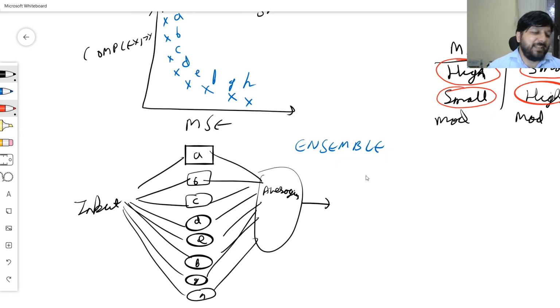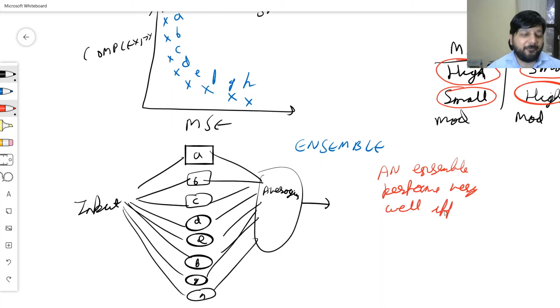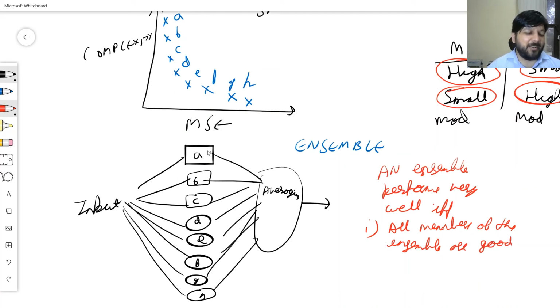And the exception is, an ensemble performs very well if all members of the ensemble are good by some virtues. So here all of them were good because mostly they had small mean square error, but the ones that also had a large mean square error, they had a small complexity. So in some virtue they were good.